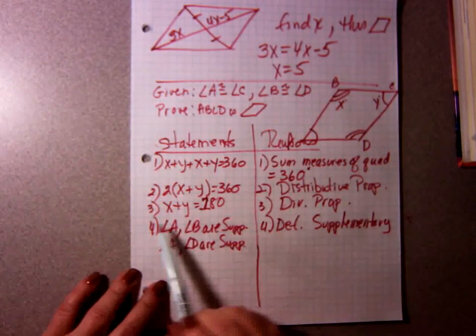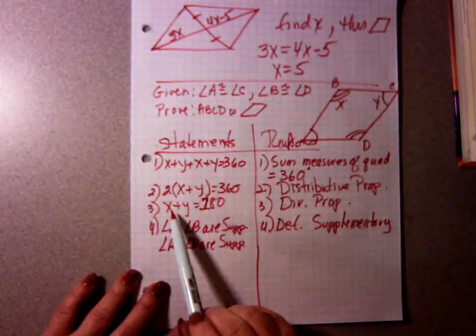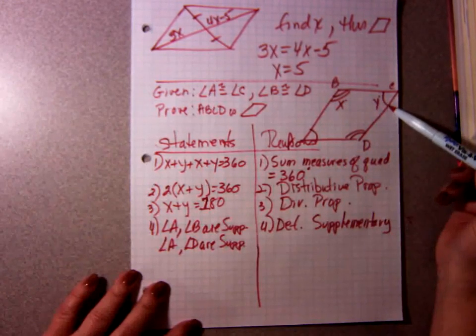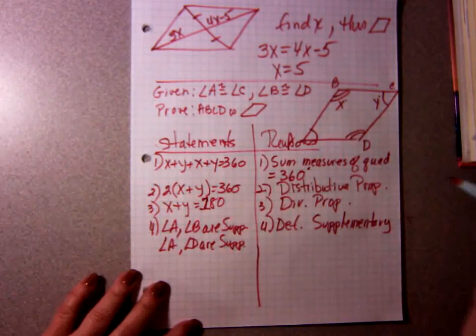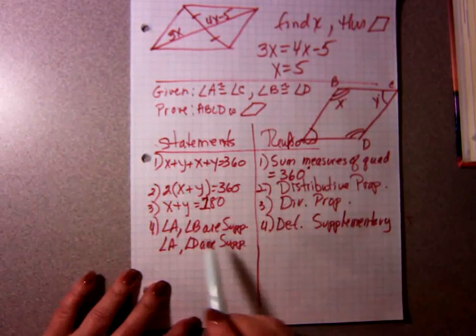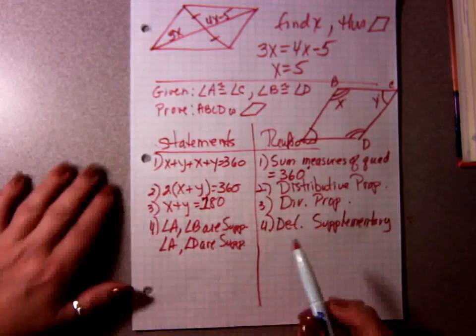If we look back at step 3, what did it say? It said x plus y equals 180. That's the definition of supplementary, when two angles add up to 180.